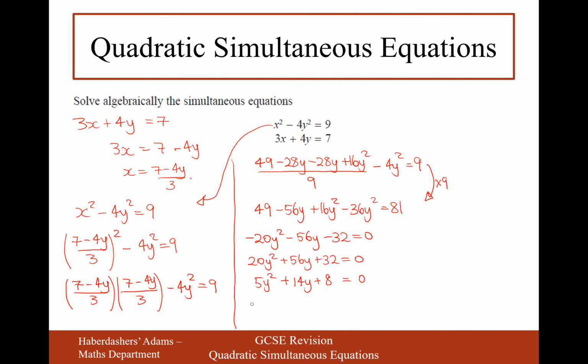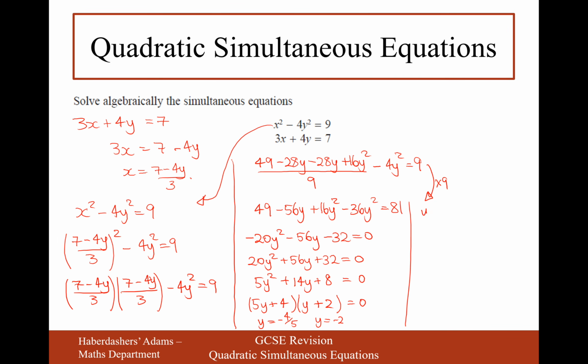Alright then, so let's now see if we can factorise. It will be 5y and y equals 0. So we've got pairs of 4 and 2. Yeah, 4 and 2 will do it. If I put 2 over here and 4 over here, that will make it 10y and 4y. So y is equal to -4/5, or y is equal to -2.